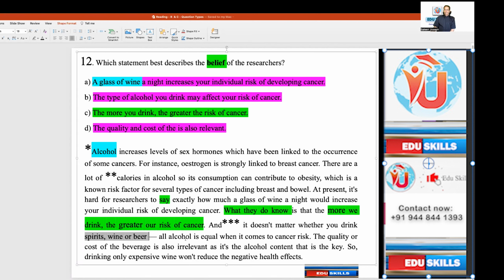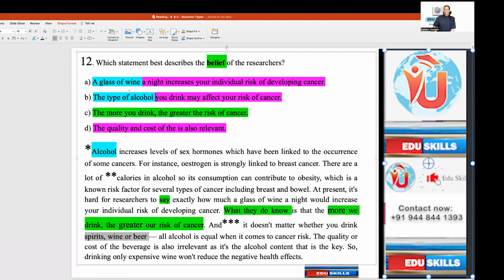See, it doesn't matter whether you drink spirits, wine, or beer. All alcohol is equal when it comes to cancer risk. This goes against the option that the type of alcohol you drink may affect your risk of cancer. It's not the type, not which brand you drink, but every alcohol has the risk of cancer. So again, the type of alcohol means it is the same. The first option and second option are the same. The same strategy can be used.